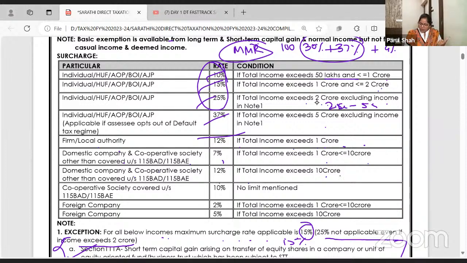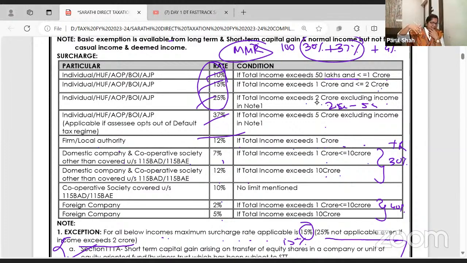Now, I want all of you to write. For a domestic company, what is the tax rate? Write 30%. So what is the surcharge rate? 7 and 12%. For a foreign company, what is the tax rate? It's high, 40%. So what are the surcharge rates? 2 and 5%. Easy to remember. For a domestic company, the tax rate is low, flat 30%, so surcharge rates are 7% and 12% above 10 crore.